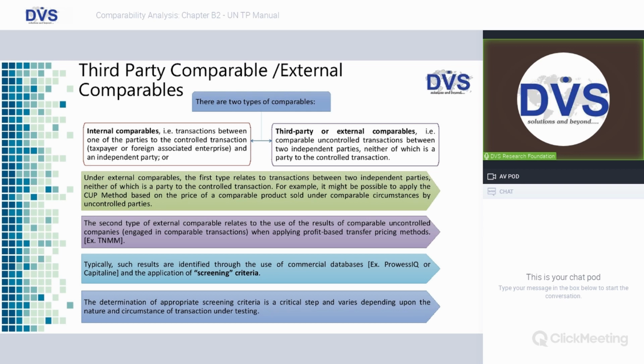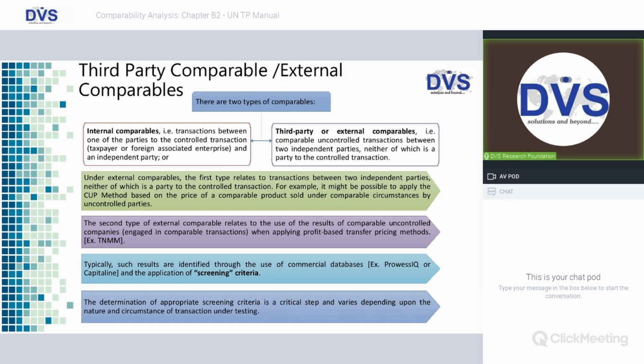External comparables are where neither your company nor the foreign company is a party. If you are getting those types of comparables, they would be regarded as external comparables. Under external comparables, the first type relates to transactions between two independent parties, as I said, neither of which is party to the controlled transaction. The second type of external comparable relates to the use of results of comparable uncontrolled companies engaged in comparable transactions while applying profit-based transfer pricing methods, that is TNMM.